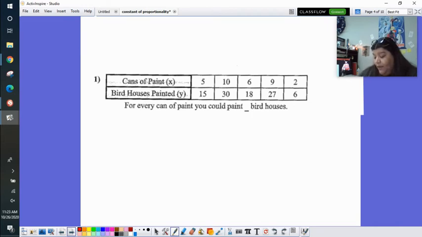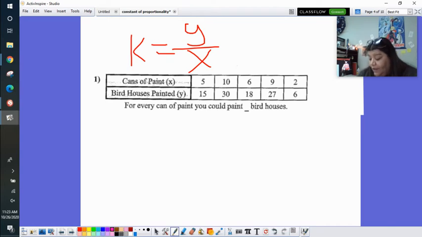Okay, always double check. Remember, your constant is going to be k equals y over x. All right, so let's take a look. We have cans of paint. That looks like that's my x, and then my y is birdhouses. Okay, so let's go ahead and work this out.